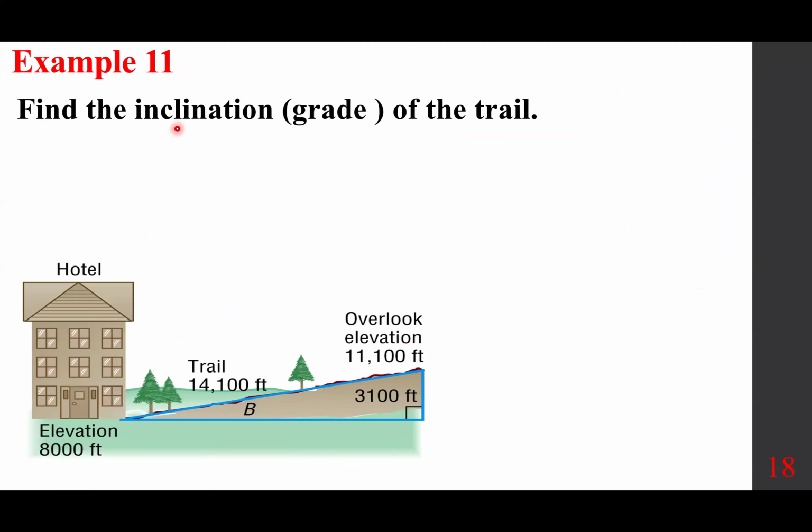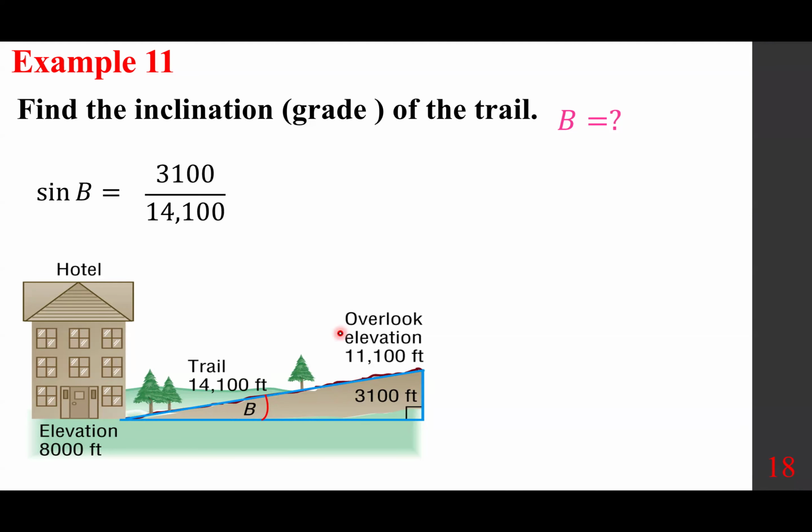Find the inclination or grade of the trail. In other words, we want this angle B, and we can see that if you look at this triangle, the opposite is 3,100 feet, and the hypotenuse is 14,100. So it's easy to use sine of B, which is 3,100 over 14,100.